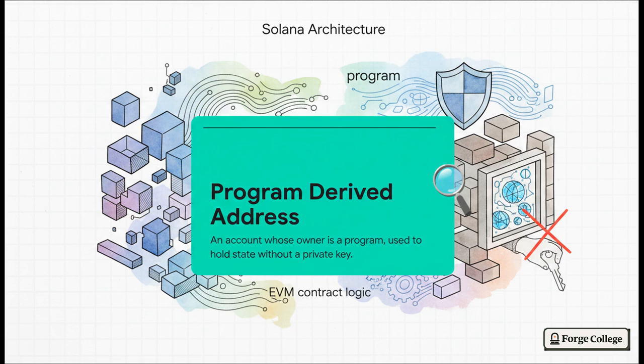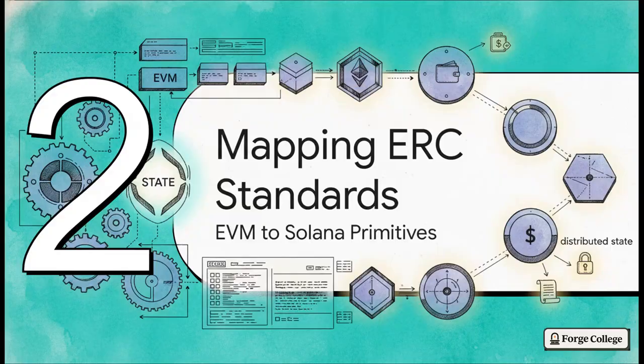When you're trying to handle things that an EVM contract would normally just do internally, like pausing a token state or tracking allowances, PDAs are going to be your absolute best friend. Seriously, you'll use them everywhere. Moving on to part two, mapping the ERC standards directly to Solana primitives.